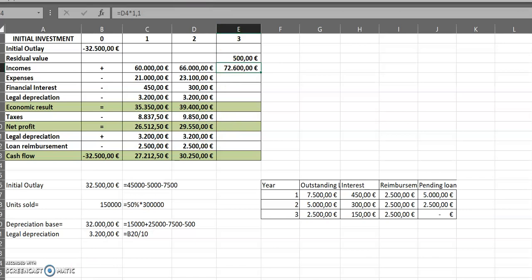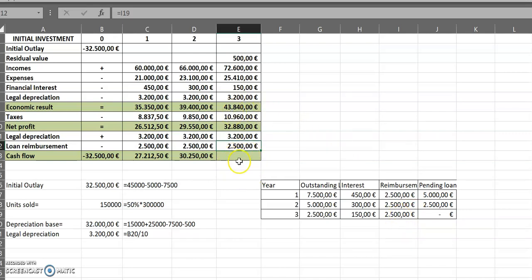Again, expenses are 35% from the new incomes. We have a new financial interest, which is here in the table we have calculated. Legal depreciation is exactly the same, and with all this information, we can calculate the economic result. Now we can do the taxes, which are 25% according to the exercise, and with this we can calculate net profit. And now we add legal depreciation minus loan reimbursement, which is going to be the reimbursement of year 3 here in the loan chart.